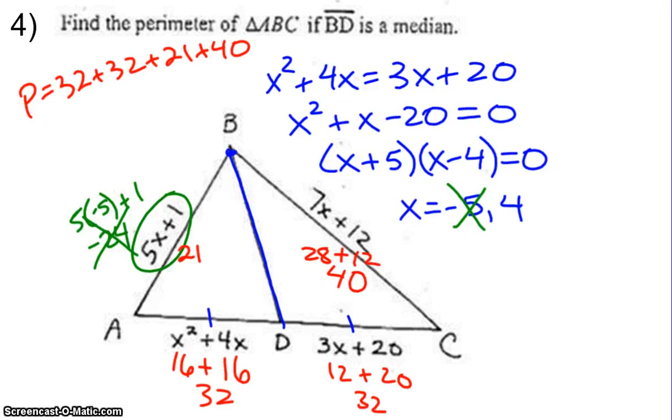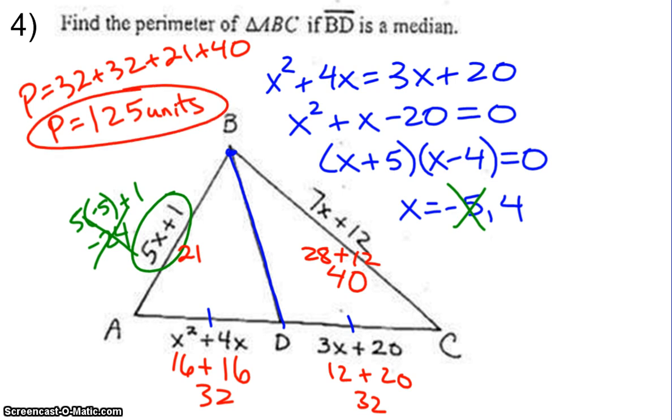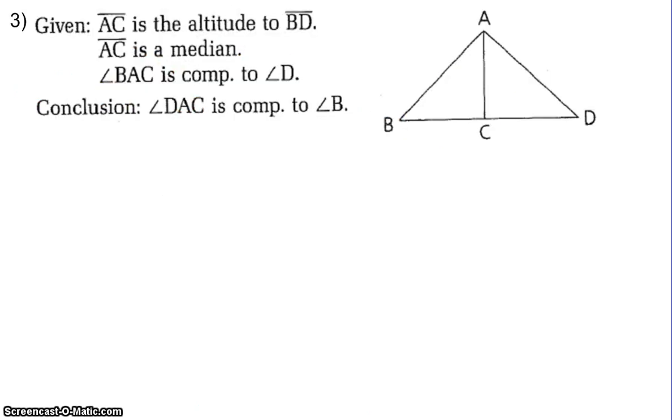So when you plug in all of the measurements for x value of 4, we get that the perimeter must be 125 units. And that concludes section 3.4. Make sure you go back and finish the proof number 3. And that's it.